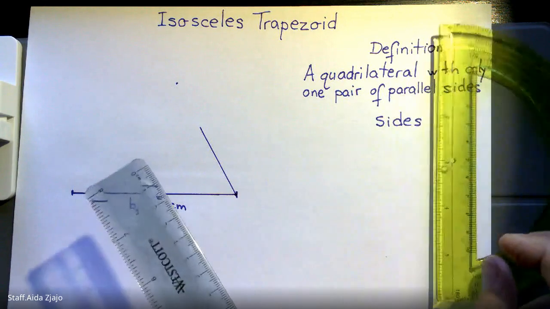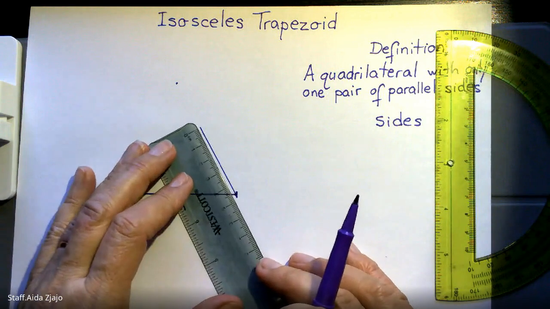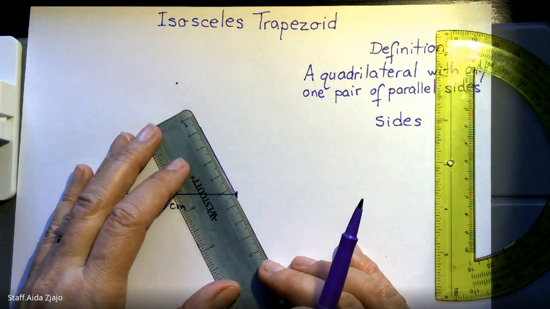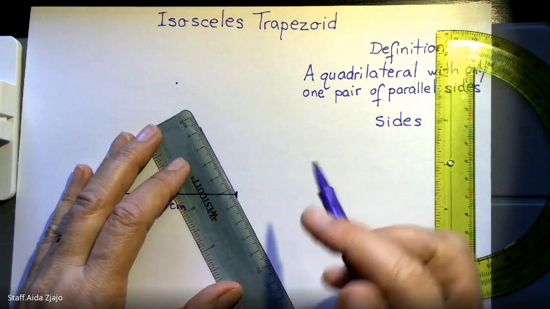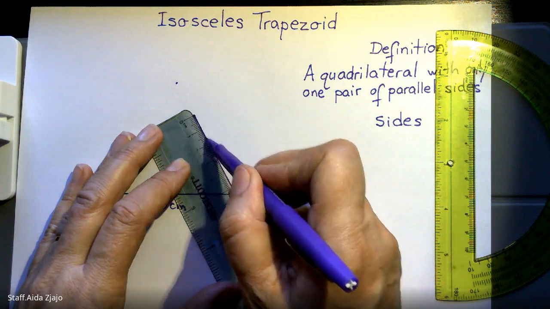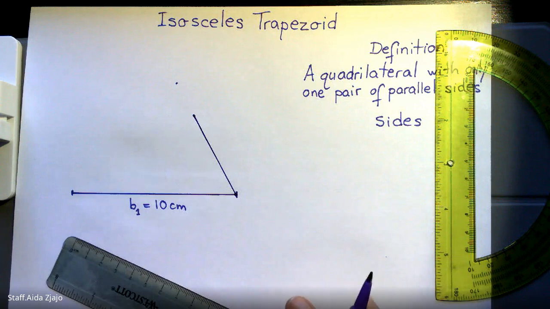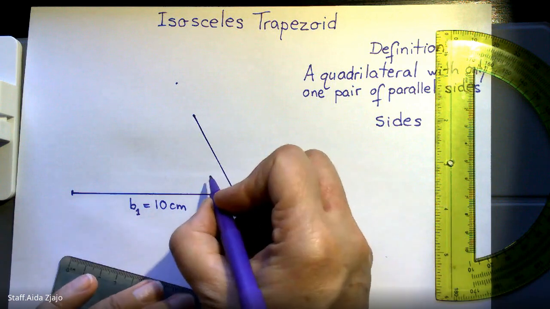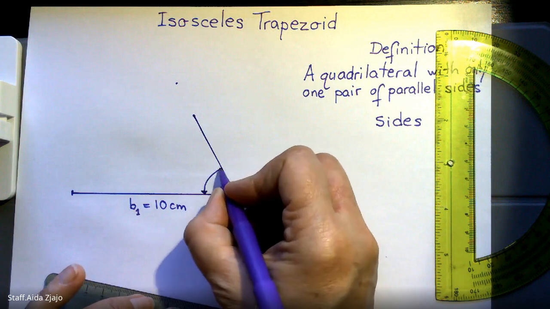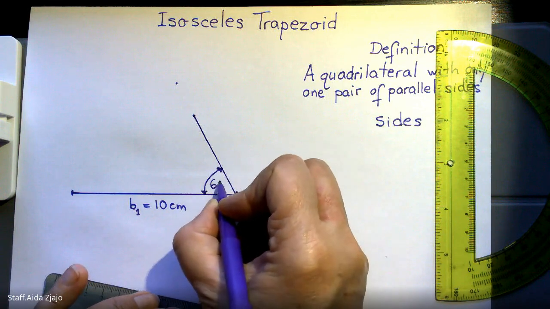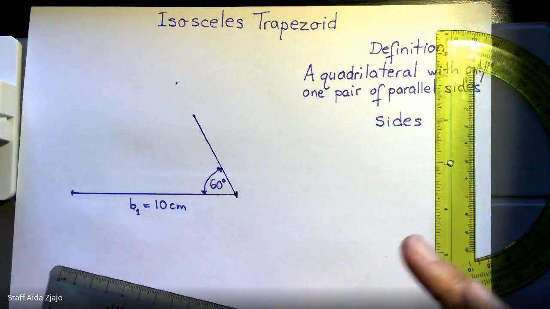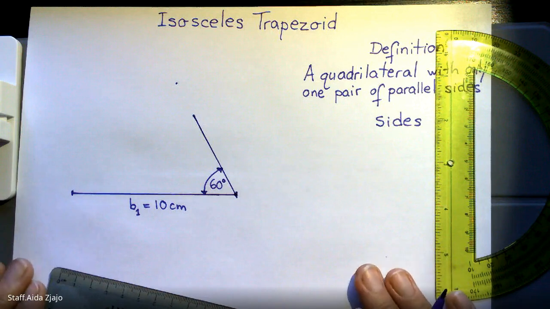Let's see, maybe I have 5.5 centimeters, if I would like that to be 5.5, 5 whole centimeters and 5 more millimeters, about right here. Okay, now I know that this angle here is 60 degrees. I can label it. And then I know this one is also going to be 60 degrees.